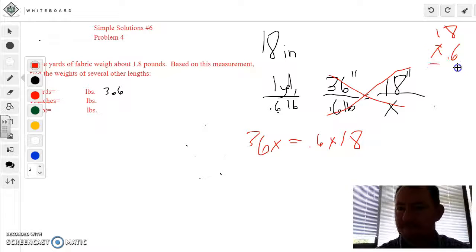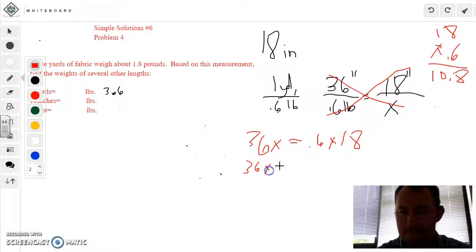6/10. 6 times 8 is 48. 6 times 1 plus 4 is 108. And then I have one decimal place here to move. So I've got 10.8.